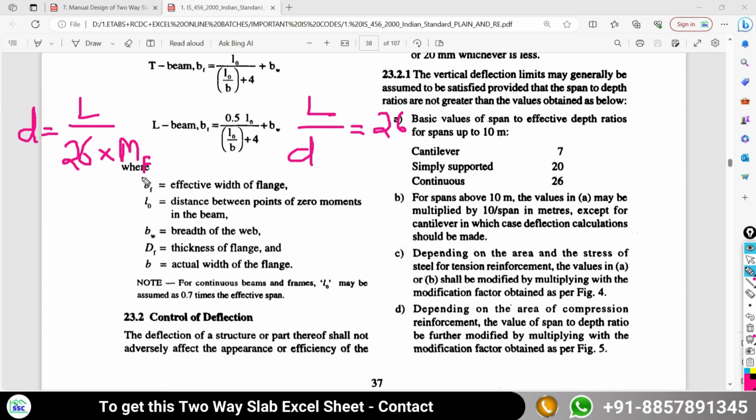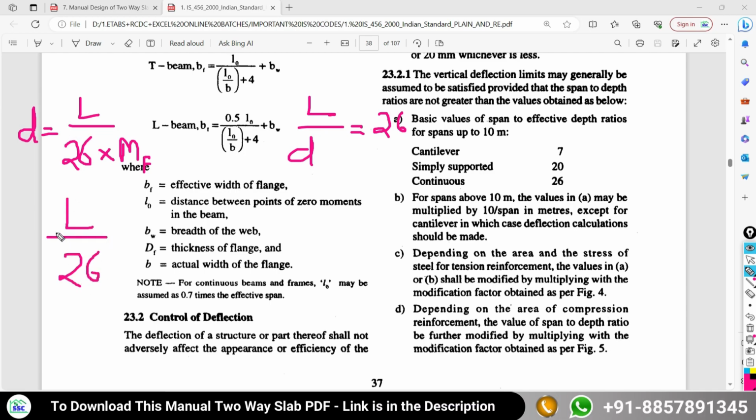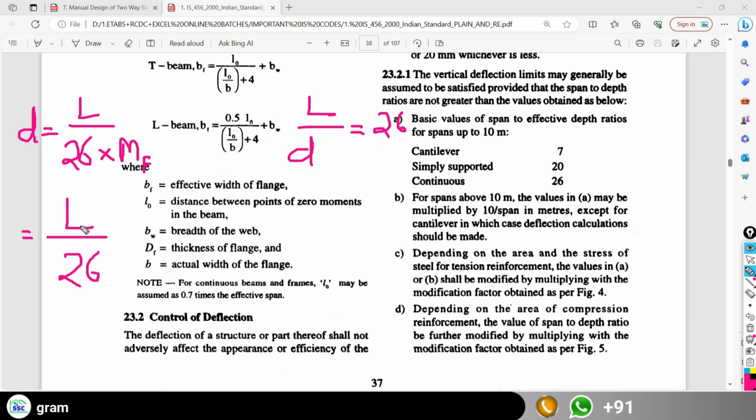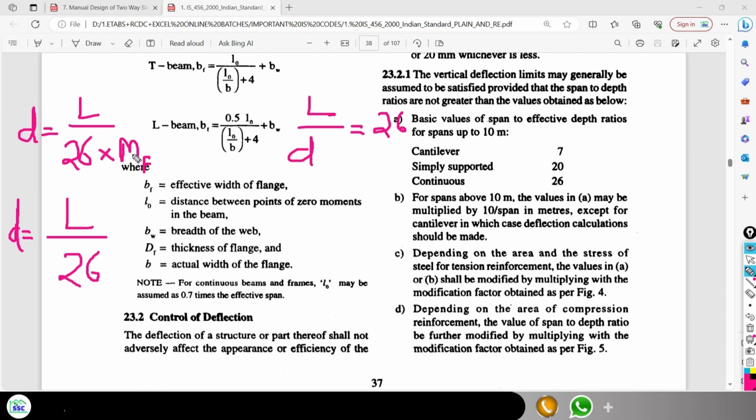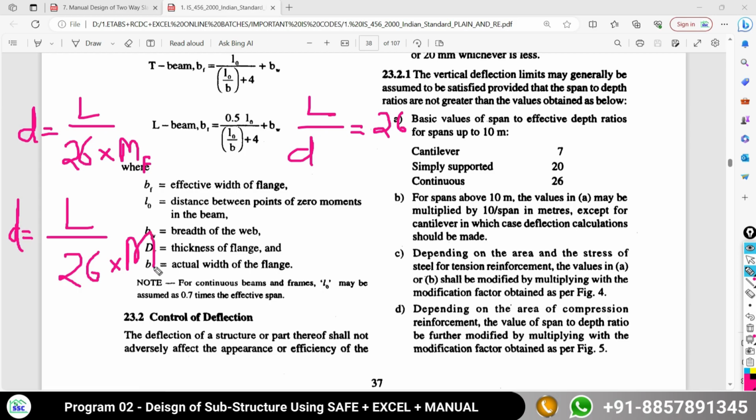The modification factor is going to consider the percentage of reinforcement in your element, because if you consider only length divided by 26, it means there is a consideration of the role of concrete only. But in actual, we know very well that in a concrete slab there is the presence of reinforcement also. So reinforcement will also take part in resisting the load. And if you consider the percentage of reinforcement, the demand of the depth will definitely decrease. So that's why we have to consider the impact or presence of reinforcement in your concrete slab, as the modification factor.